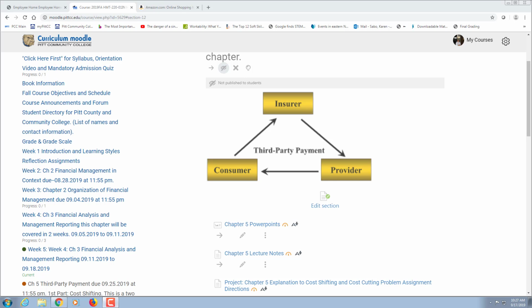And then the next week after, we'll talk about cost cutting. So hopefully you understand this. If you have any questions, email me or call me. But I would tell you, I'm assigning the problem on page 119. I would put this down right beside them and do it step by step.